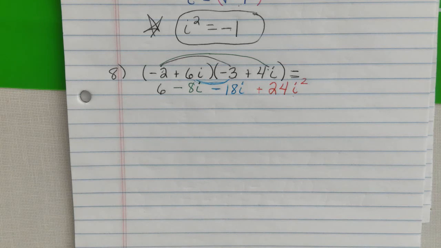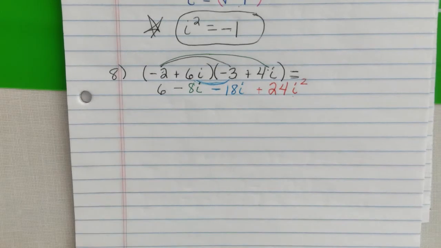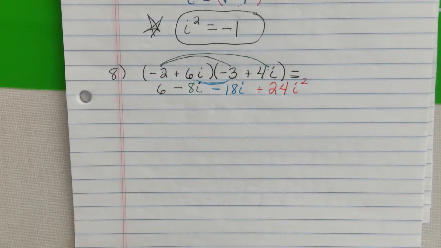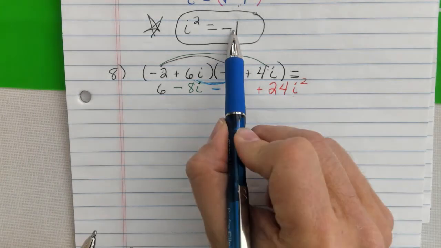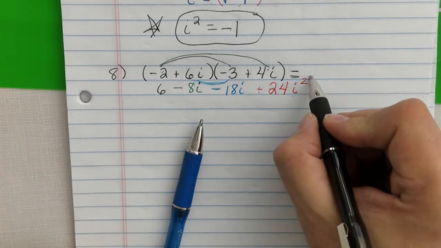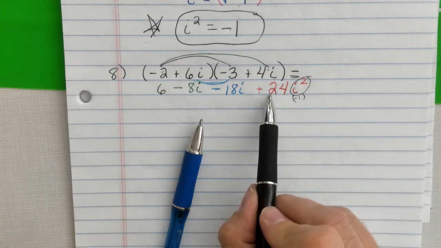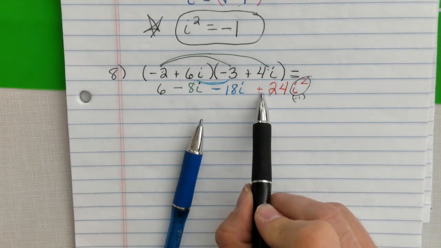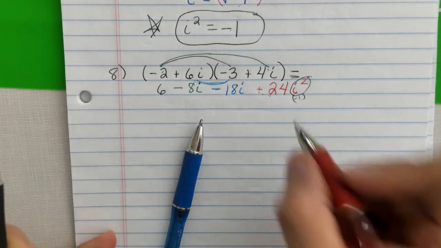Now, if this had just been a plain old algebra problem with x's and stuff, you'd combine the -8i and the -18i and be finished. But wait a minute. With imaginary numbers, whenever you have an I squared, you should replace it with -1. So I'm about to replace this I squared with a -1, which is going to do what to this 24 here? Positive 24 times a negative 1 is a negative 24.